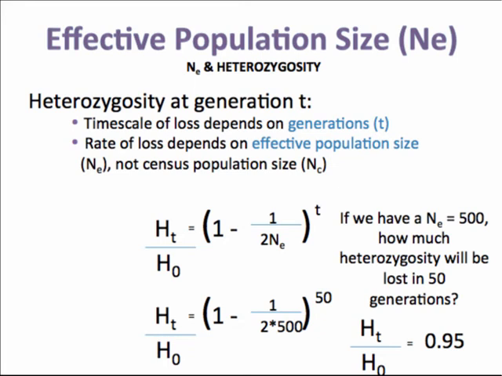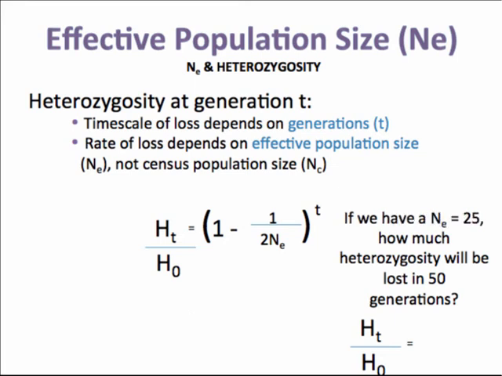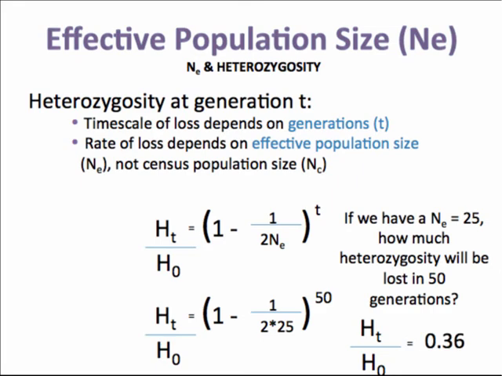Now what happens when we have a much smaller effective population size? If we have an effective population size of 25, how much heterozygosity will be lost in 50 generations? So we do this again. The only thing we change is the effective population size here, and we do the math and find out that here we have 0.36, which means we have a loss in heterozygosity of 64%. So again, when you reduce that effective population size, you really lose a lot of heterozygosity.